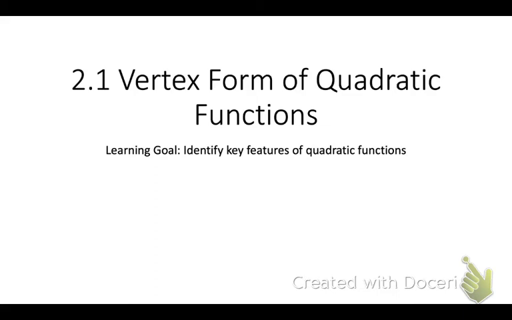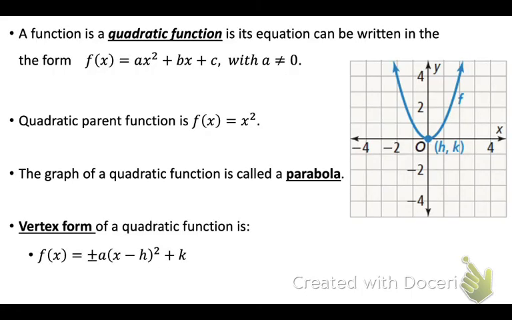Okay, 2.1 vertex form of quadratic functions. We are going to be identifying key features. If you did the homework last night, that's what you were doing. So, first of all, we are going to have the reminder of standard form, and we did that yesterday. Yes? Standard form was ax squared plus bx plus c.